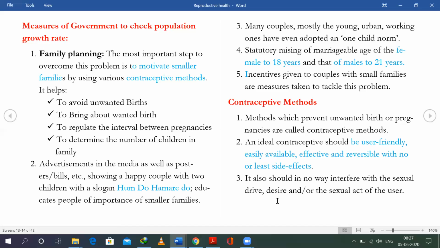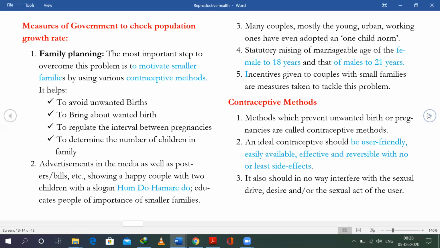And as well as the sexual act, the copulation, right? At the time of copulation, at the time of sex, it should not be uncomfortable to either of the partners. Both partners should be comfortable using them, and it should not interfere with the sexual act of either partner. Both the male partner and the female partner should be comfortable, and it should not lead to any discomfort to the partners involved.